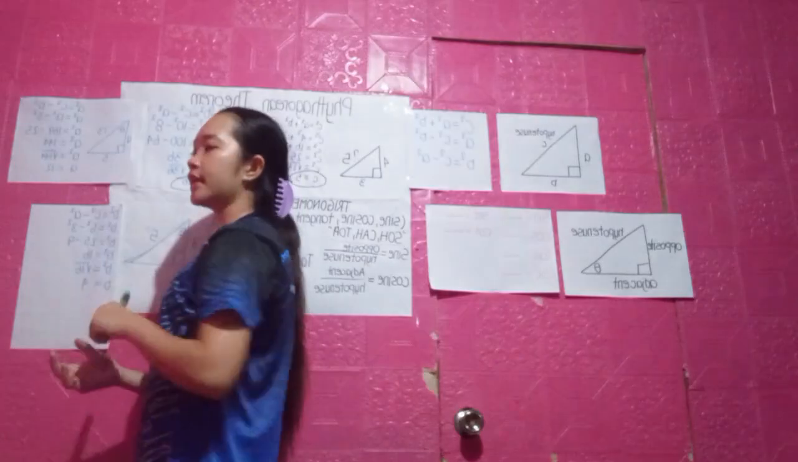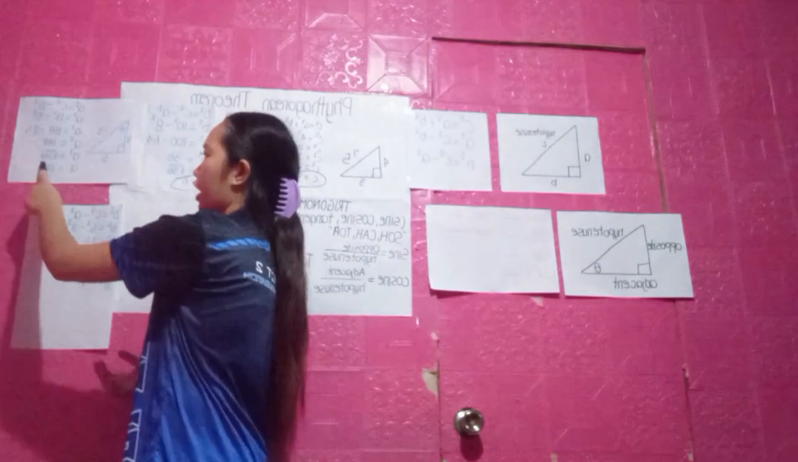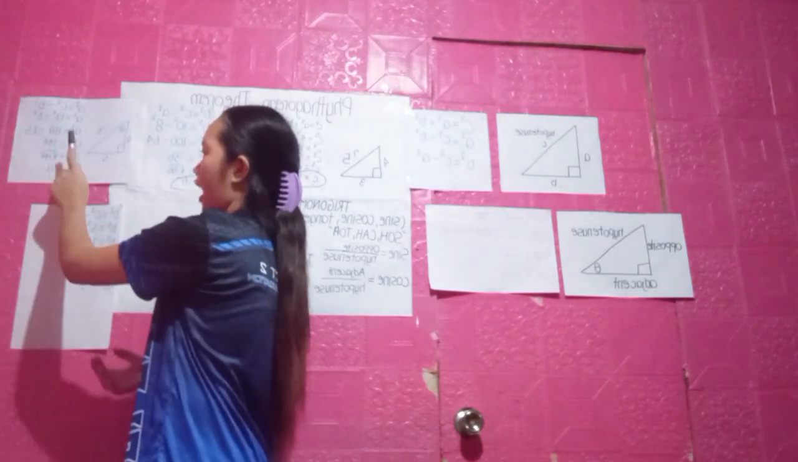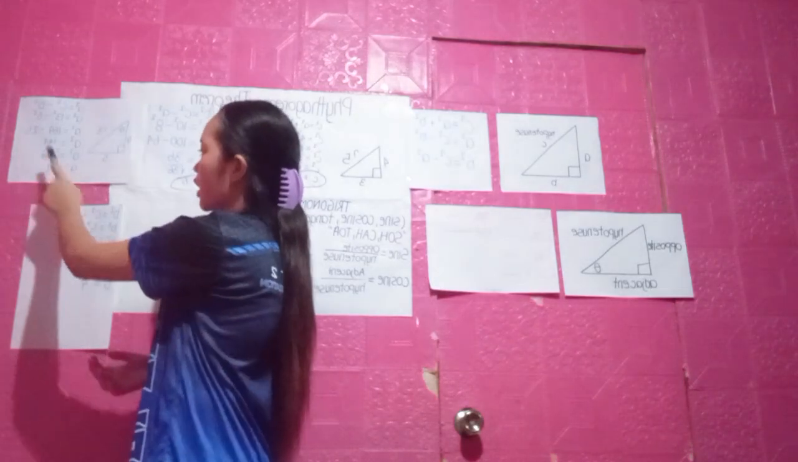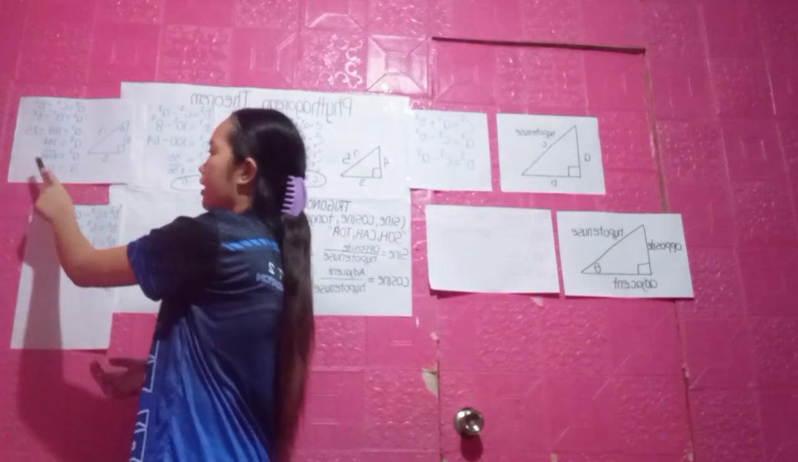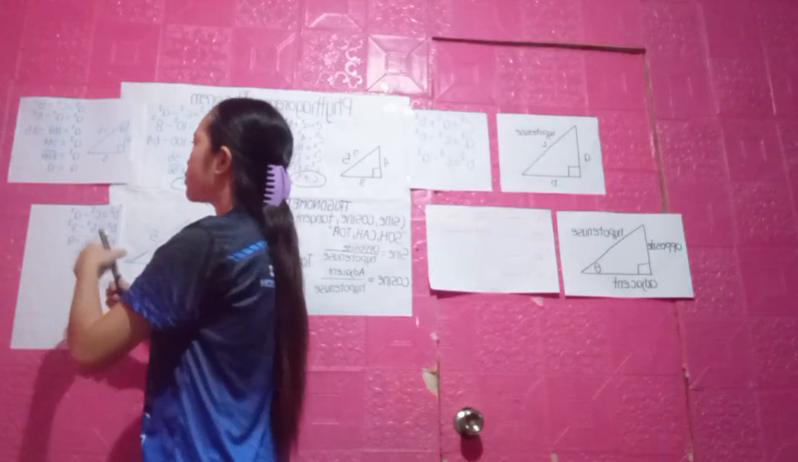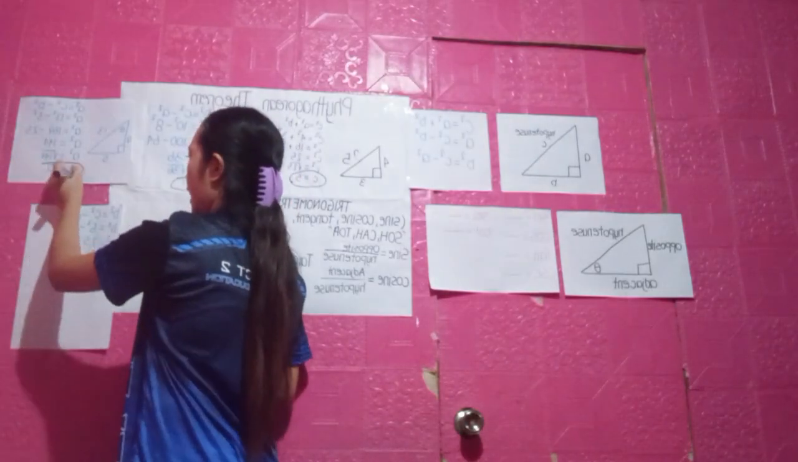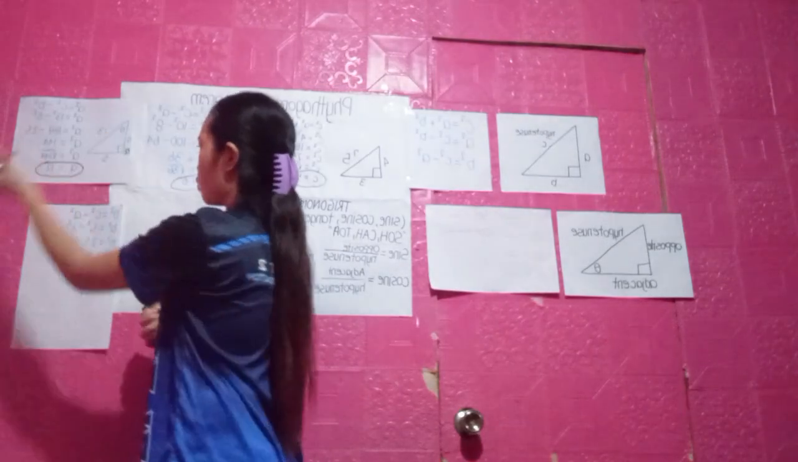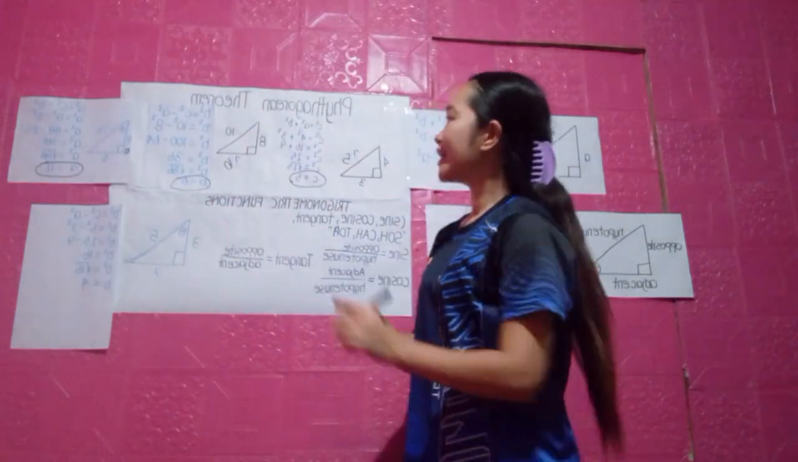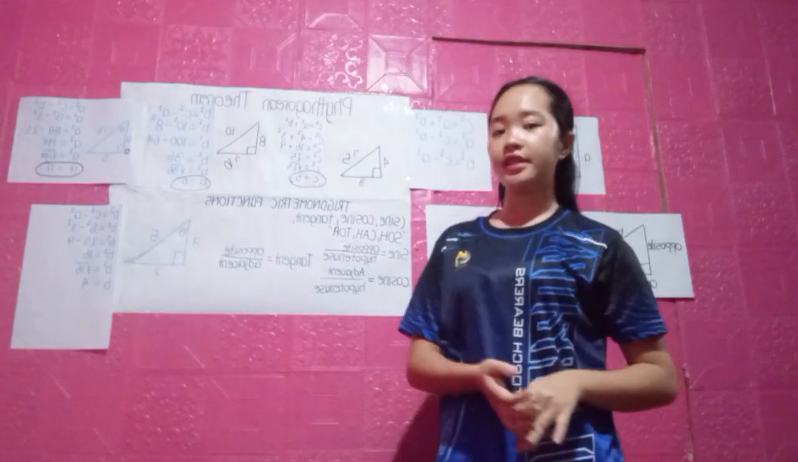That's why A is the square root of 144. So now we have A squared equals the square root of 144, and the result is 12. So that's why A is 12. This is 12. So that is the Pythagorean theorem, and I hope you understand.